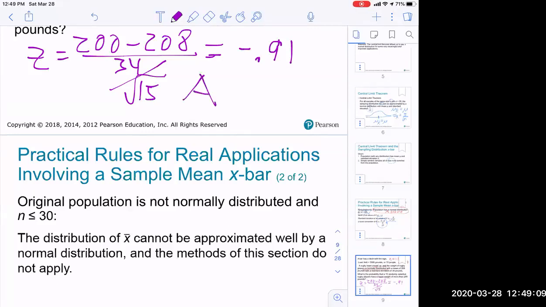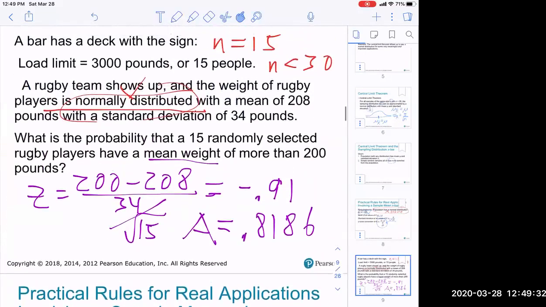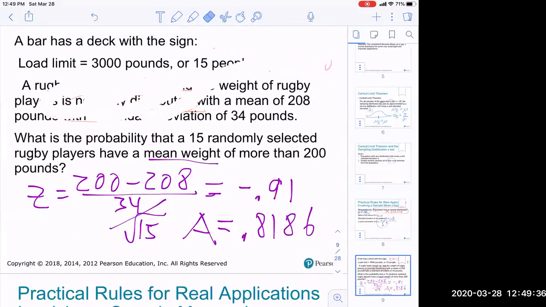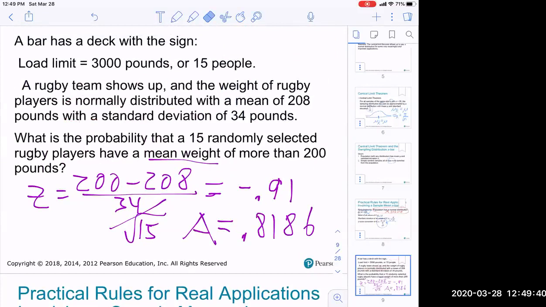I'm going to let you find the area however you want to do it. But I get 0.8186. That's the probability that the mean weight of my 15 rugby players is greater than 200 pounds. That's a pretty high probability. So we go back and say there's a pretty good chance that our deck is overloaded, because the mean weight of the 15 people is greater than 200, multiply that by 15, and you are going to be greater than the 3,000. So that's what the central limit theorem does. You can read the rest of this section or go through this PowerPoint. I do the two examples in the other video, section 6.4b, that's already been posted.